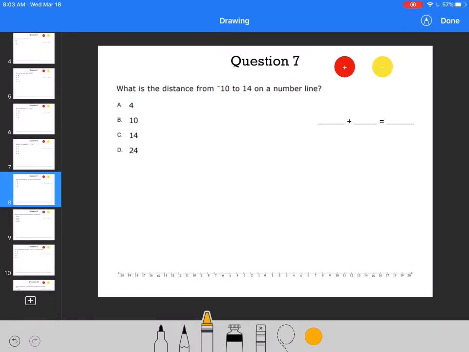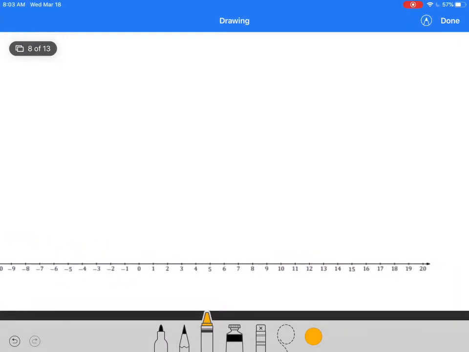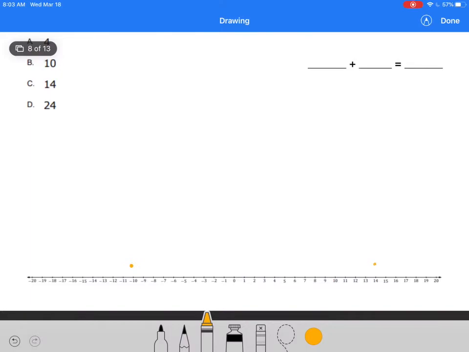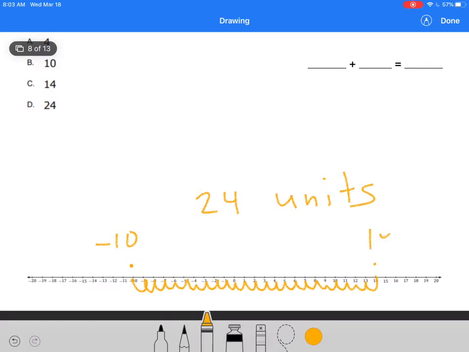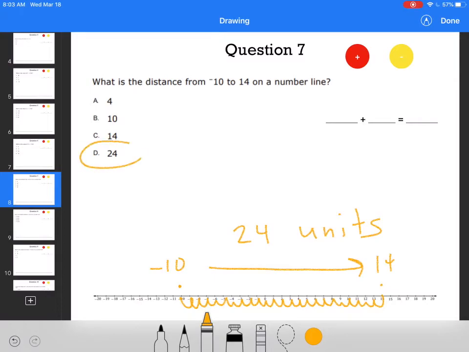Now they want to know what is the distance from -10 to 14 on the number line. So I'm starting at -10 and I want to end on 14. So I've told you before you want to count the jumps. So that's 1, 2, 3, 4, 5, 6, 7, 8, 9, 10, 11, 12, 13, 14, 15, 16, 17, 18, 19, 20, 21, 22, 23, 24. So there are 24 units between -10 and +14. Distance is always positive. Distance is always positive, so my answer is going to be D.